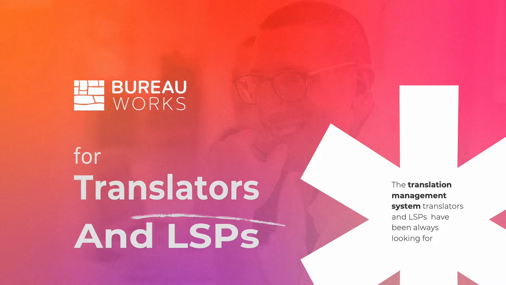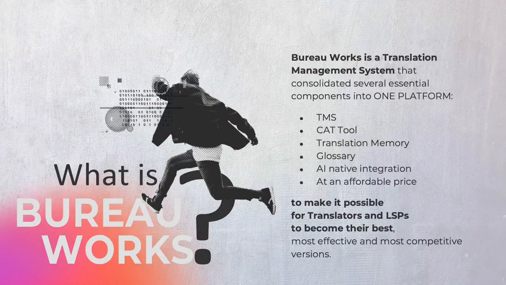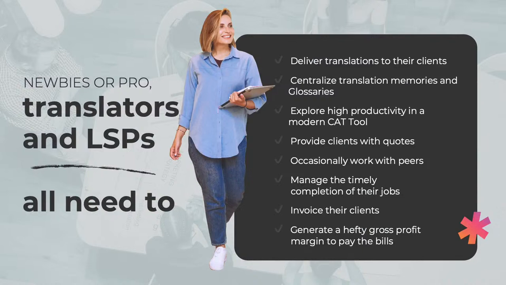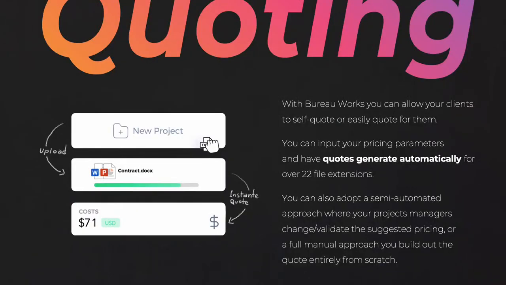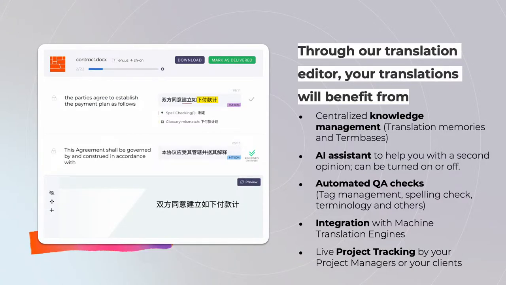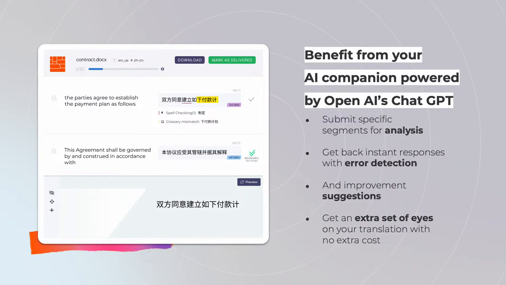Let's summarize the benefits. What did we learn today? BureauWorks is a solution combining TMS, CAT tool, TM, glossary, AI native integration at an affordable price. By using BWX, you can centralize your TMs and glossaries, boost your productivity, and cover your translation projects from A to Z with codes, payables, receivables, invoicing, efficiently and successfully. Translation management becomes easy. Codes are generated automatically. Translation management becomes faster with centralized knowledge management, integrated MT engines, automated QA checks and live project tracking.